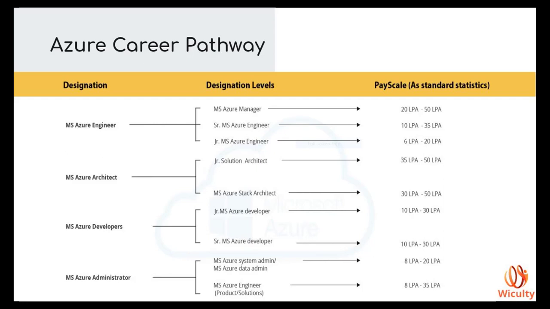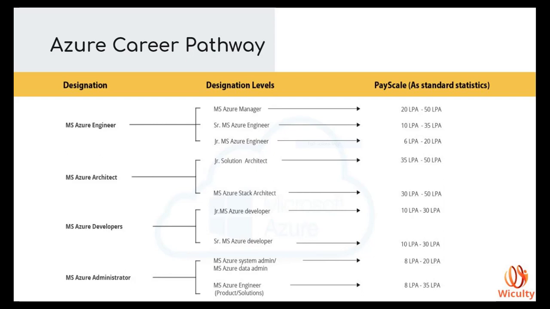If we talk about another designation, MS Azure Architect, we have two designation levels, Junior Solution Architect and MS Azure Stack Architect. For the Junior Solution Architect, the pay scale is around 30 to 35 and it can go up to 50 lakh per annum, while the MS Azure Stack Architect has a pay scale of around 30 to 50 lakh per annum. If we talk about MS Azure Administrator, there are two designation levels, MS Azure System Admin and MS Azure Data Admin. It covers around 8 to 20 lakh per annum, while the MS Azure Engineer, which can be product or solution based, gets around 8 to 35 lakh per annum.